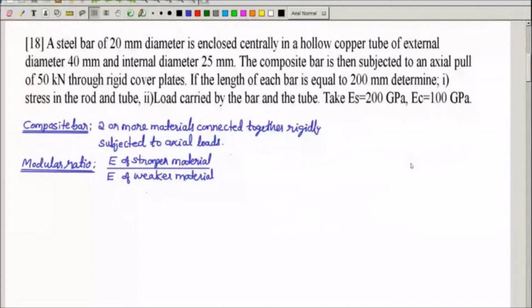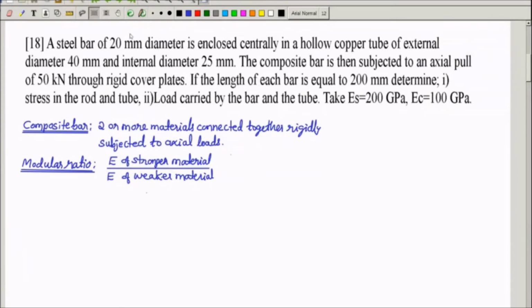A steel bar of 20 mm diameter is enclosed centrally in a hollow copper tube of external diameter 40 mm and internal diameter 25 mm. The composite bar is then subjected to an axial pull of 50 kN through rigid cover plates. If the length of each bar is equal to 200 mm, determine the stress in the rod and the tube, and the load carried by the bar and the tube.